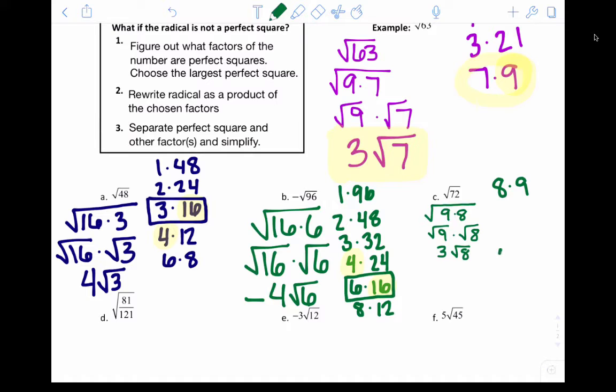Square root of 8, I know, is 4 times 2. 4 is a perfect square, so I'm going to rewrite this. And then I can separate my 4 and my 2. So my square root of 4 becomes 2, and then I have that square root of 2 on the end there. Don't forget that we have that 3 in front that we just kind of forgot about. So this is actually 3 times 2 times the square root of 2. So I need to multiply my 3 and my 2 to get 6 times the square root of 2, and that's my answer for this problem.